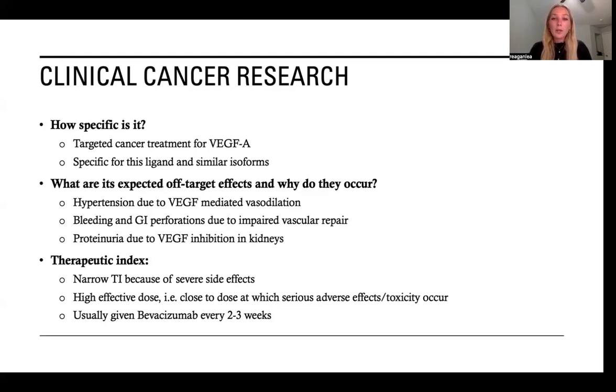So what are its expected off-target effects, and why do they occur? So you have hypertension, which is high blood pressure due to this VEGF-mediated vasodilation. There's also bleeding and GI perforations due to impaired vascular repair, proteinuria due to VEGF inhibition in the kidneys. And the therapeutic index for this drug is pretty narrow just because there are really severe side effects. And it has the high effective dose, close to the dose at which there's serious adverse effects and toxicity. So this drug is typically only given every 2 to 3 weeks.